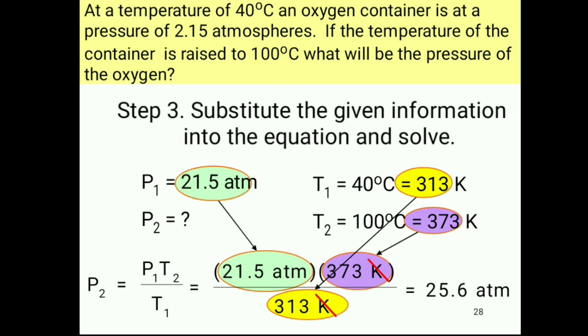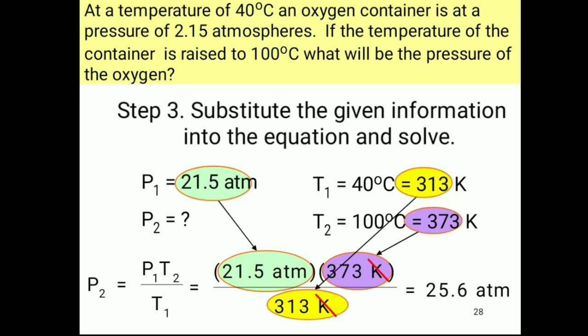Let's compare now the changes in both temperature and pressure. Again, in the equation, we have an increase in temperature from 40 degrees Celsius to 100 degrees Celsius. If the relationship is direct proportion, the pressure must also increase. The initial pressure is 21.5 atm. The final pressure as calculated is 25.6 atm. So there is also an increase in pressure, because again, this is the result of the increase in temperature.